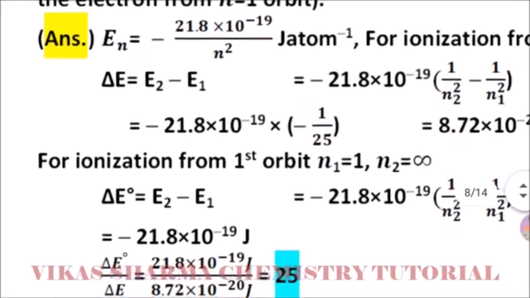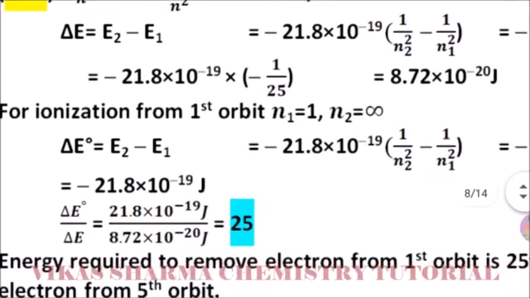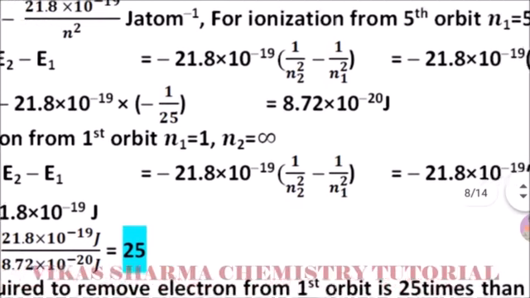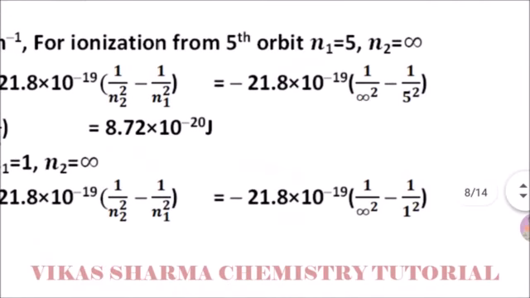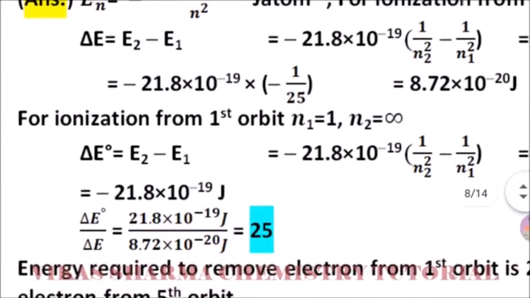Second, for ionization from the first orbit, N1 is equal to 1, N2 is equal to infinite. So delta E naught is equal to E2 minus E1. Minus 21.8 into 10 to the power minus 19, in bracket 1 upon N2 square minus 1 upon N1 square. So it is equal to minus 21.8 into 10 to the power minus 19, in bracket 1 upon infinity square minus 1 upon 1 square. So after the calculation the value is coming 21.8 into 10 to the power minus 19 joule.